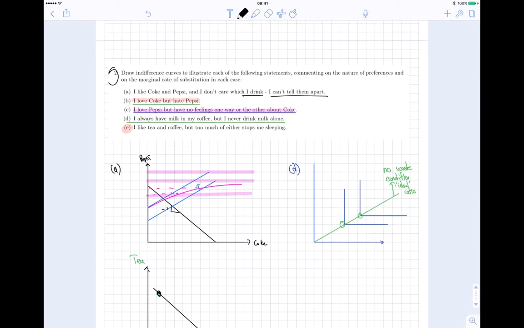But it seems like I like tea and coffee, but too much of either stops me sleeping. So, can you think of some sort of ideal level of coffee and tea, but that too much of each stops me from sleeping? Is it too much of each, collectively? Collectively. We interpreted it as too much of either one. Yeah, collectively. Because in this world, the consumer consumes both good A and good B, doesn't consume one or the other. See if you can really think about it.